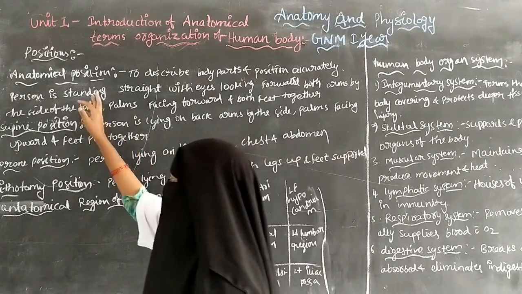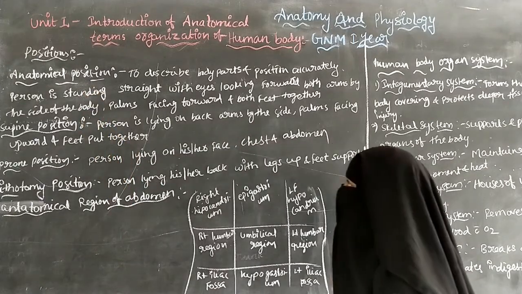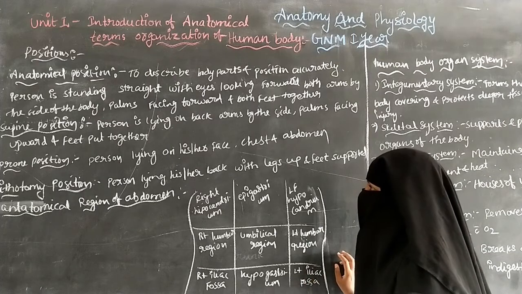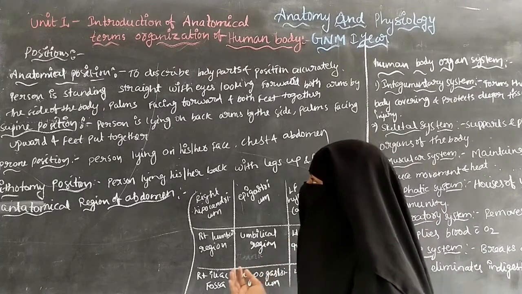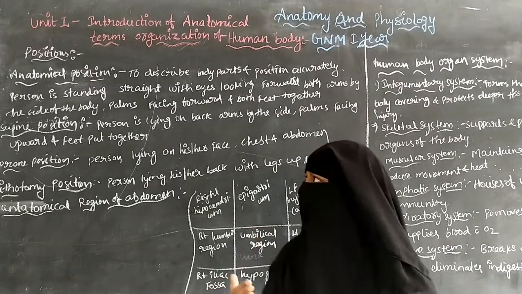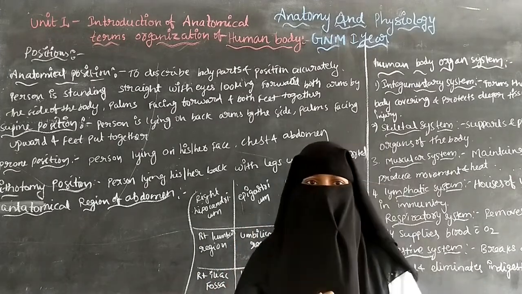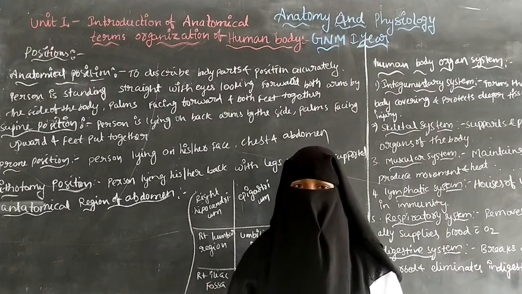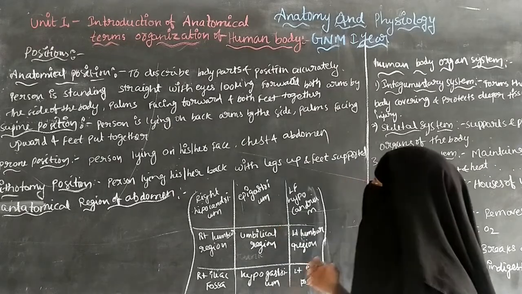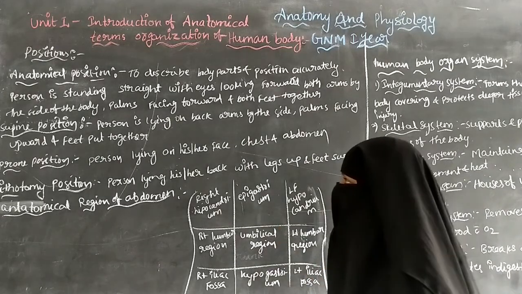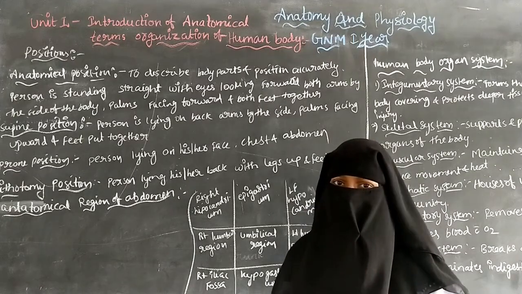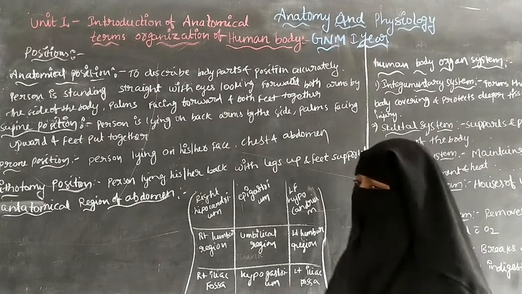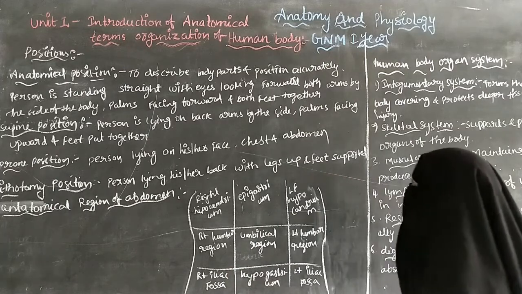In the anatomical position, the person is standing straight with eyes looking forward, both arms by the side of the body, and palms facing forward.